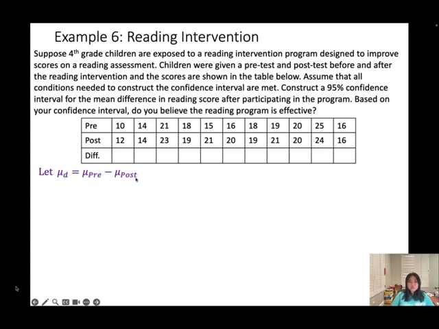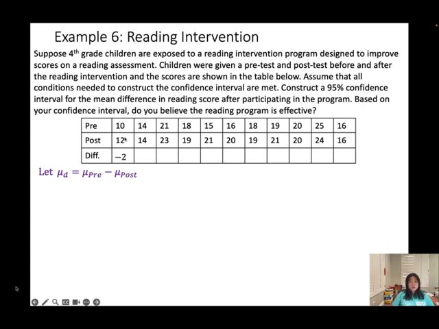Okay, you don't have to set it up this way. You can do it the other way around. You could do post minus pre-test, then this will be positive 2. Okay, it doesn't matter which way you set it up, but you have to state it in here. Okay, especially on your exam, I need to see this.